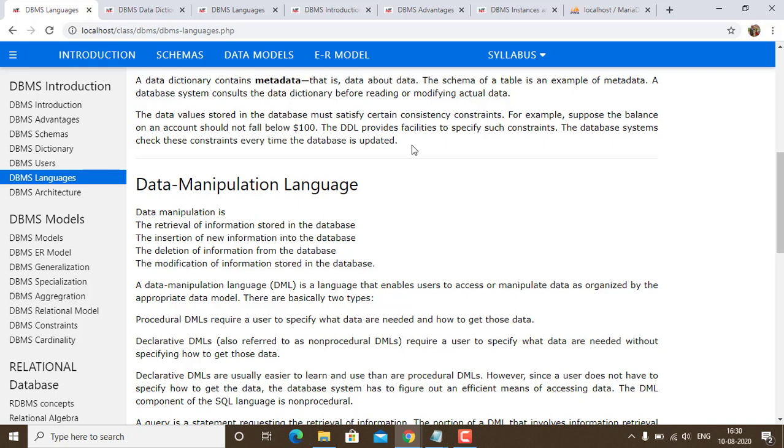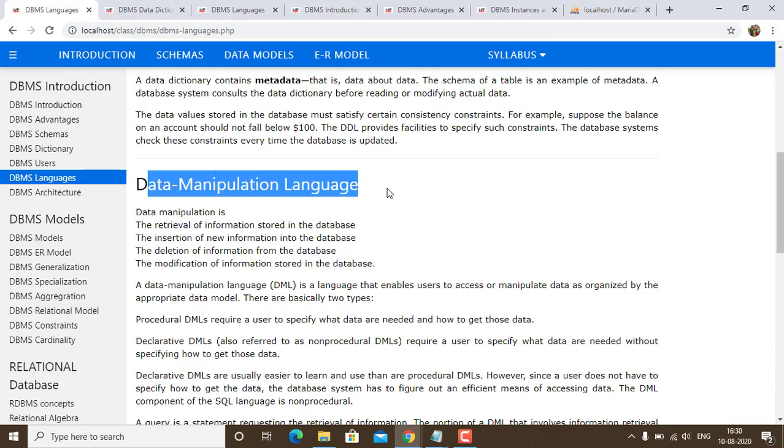All the DDL, all the queries and all the rules and constraints which we are going to follow while we work with the SQL queries, all these things I'm going to show you in practical working on WAMP server under phpMyAdmin.